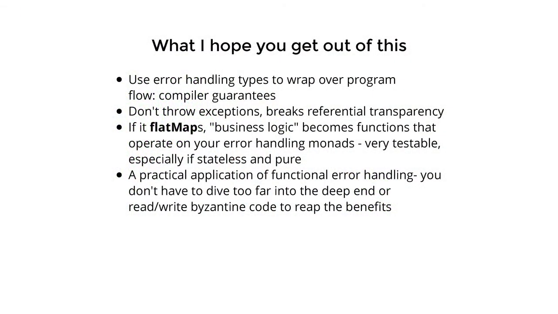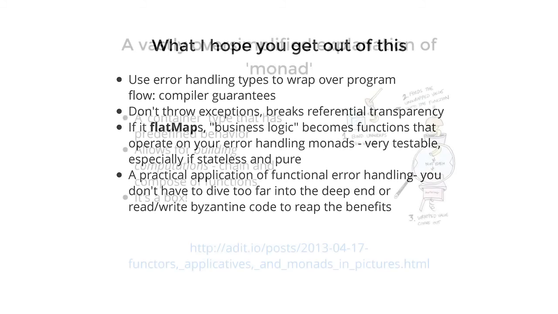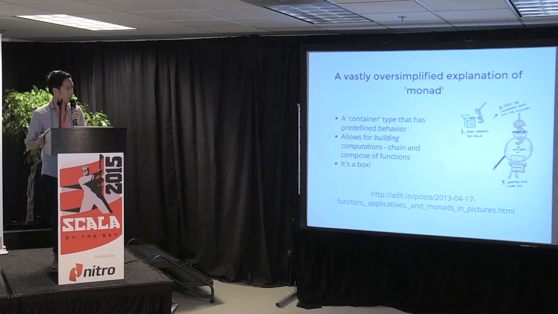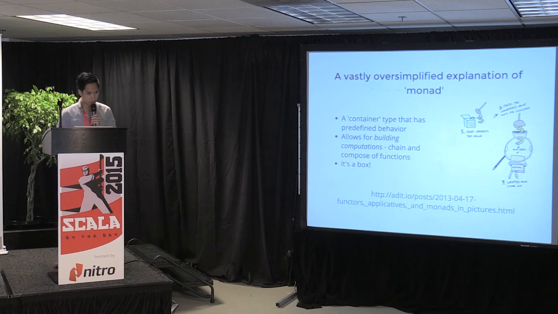So I've been talking about error handling types, and the great thing about being further along in the conference is that I don't need to explain what a monad is, so I'm just going to breeze through this. But the one-liner I like to give, and this is the vastly oversimplified explanation, is that it's a box that has context. It lets you build computations on top of it, and you can chain things along. The included link is probably my favorite explanation. It's the one that made everything click for me.